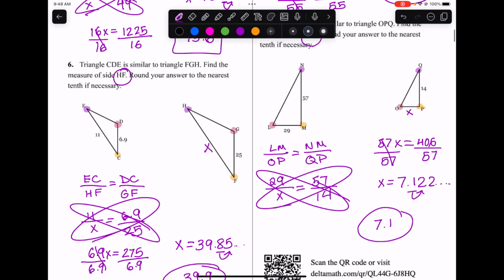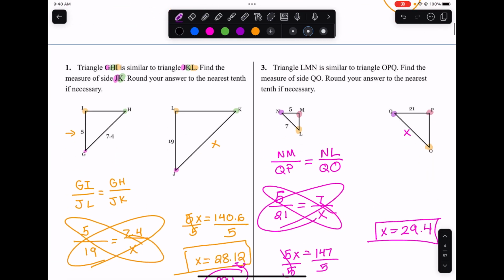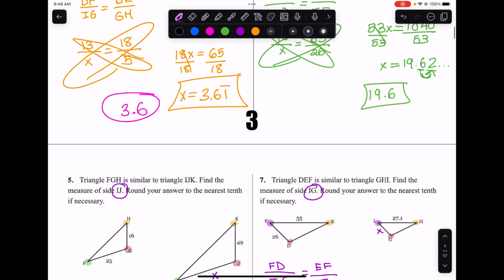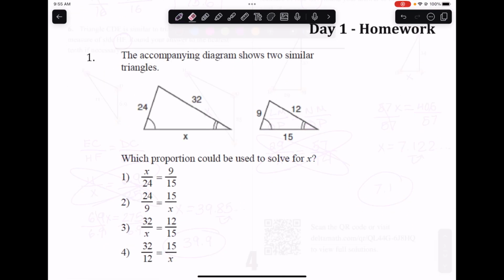So again, similar shapes have congruent angles, but their sides are going to be in proportion because the ratios have to be the same. So you're not going to be able to have congruent sides.